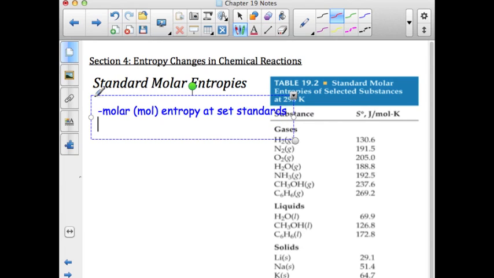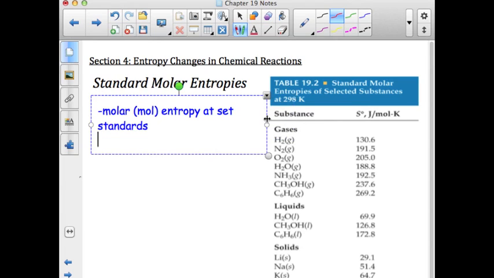So we talk about a standard molar entropy. That's what that means. If it's in a standard state, that means a set temperature. Normally, we're looking at 298 Kelvin and 1 atmosphere. Usually they'll specify up here at the top, and they'll say that's at this particular temperature, and it'll also sometimes say 1 atmosphere. Why did they choose 298 Kelvin? That tends to be room temperature.